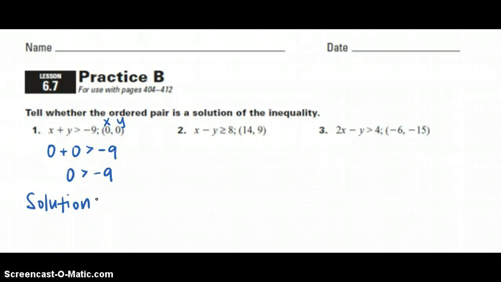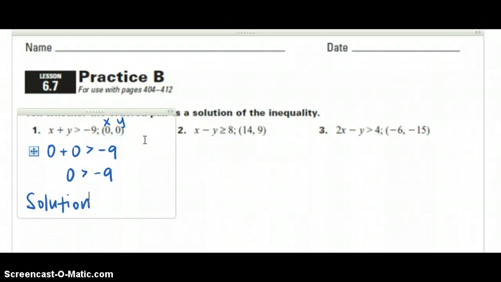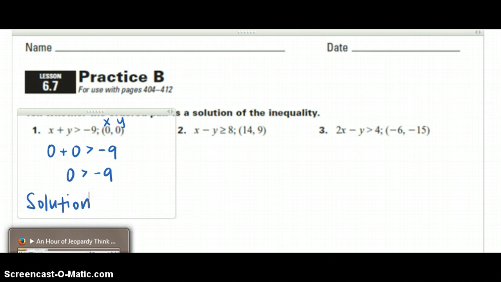So now I want you to take just a couple of seconds here and try to do number 2, right? Make sure that we know which numbers are x values, which ones are y values, plug them in, and then take some time to just simplify.